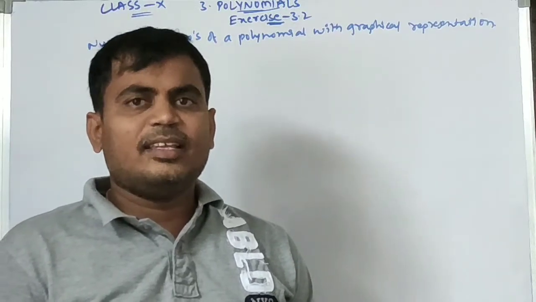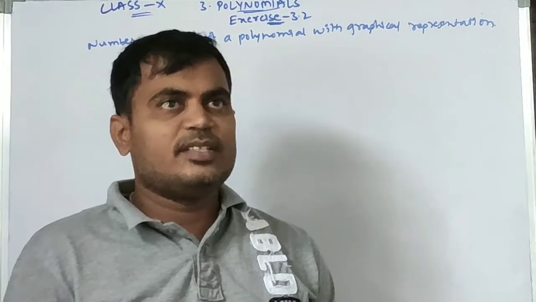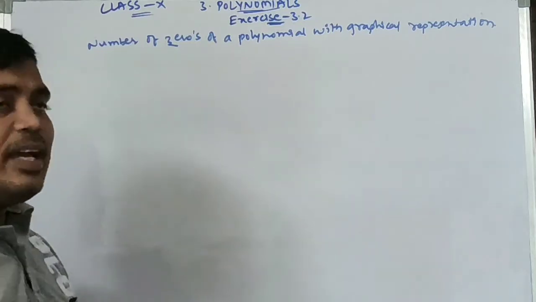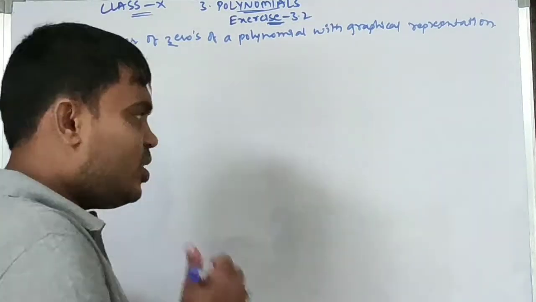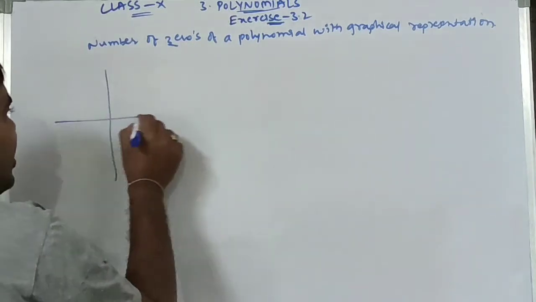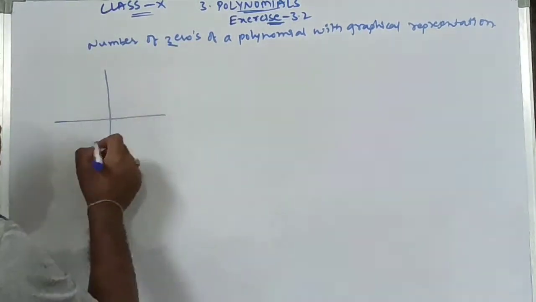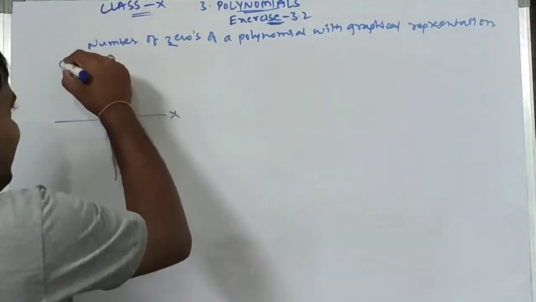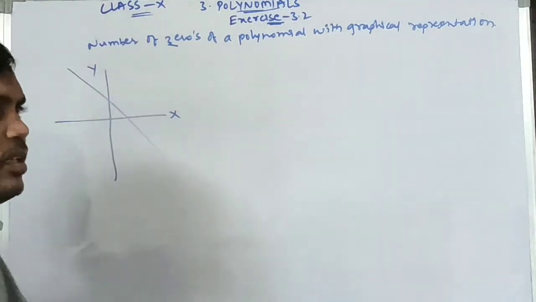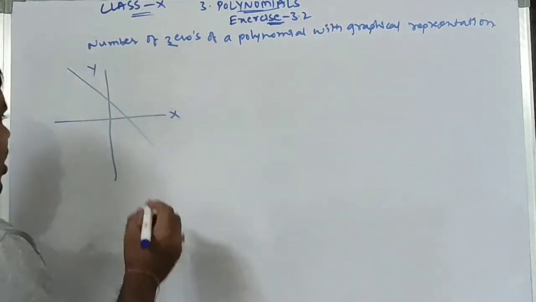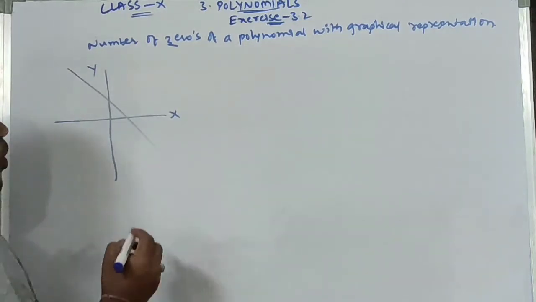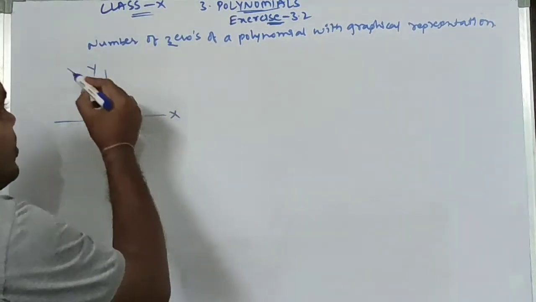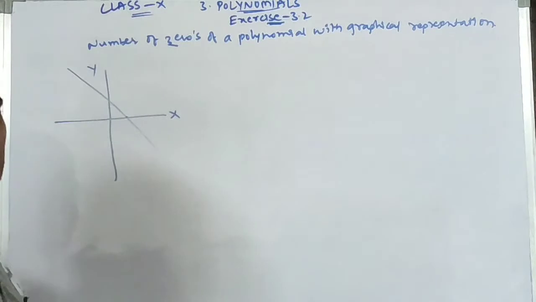Polynomials exercise 3.2 related information. First, the number of zeros of a polynomial with a graphical representation. So I am taking a curve. These are the coordinate axes, this is the x axis, this is the y axis. For example, I am taking a straight line. This line intersects the x axis at how many points? Only 1 point. So that's why the number of zeros of this line is equal to 1.